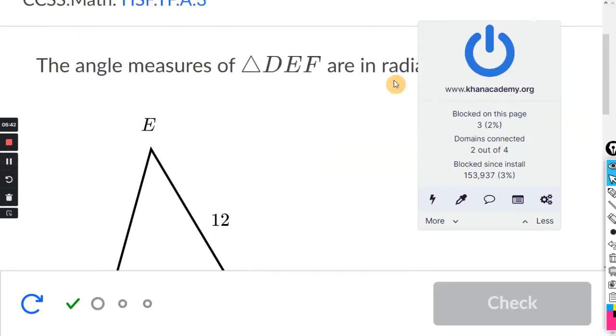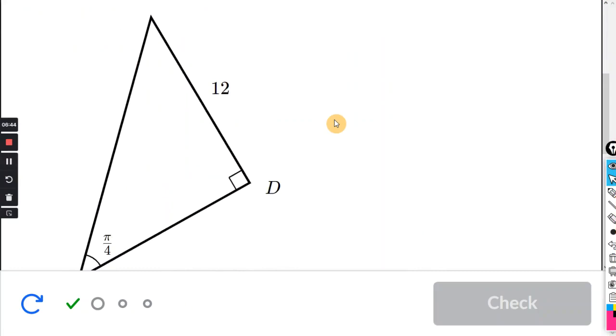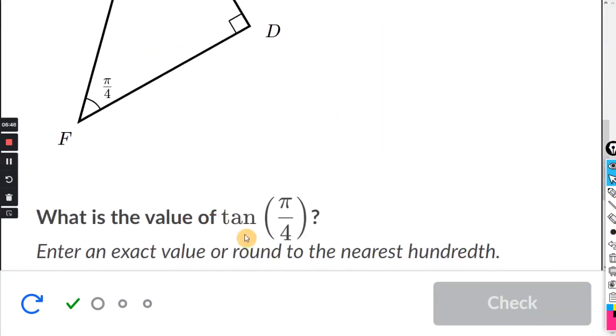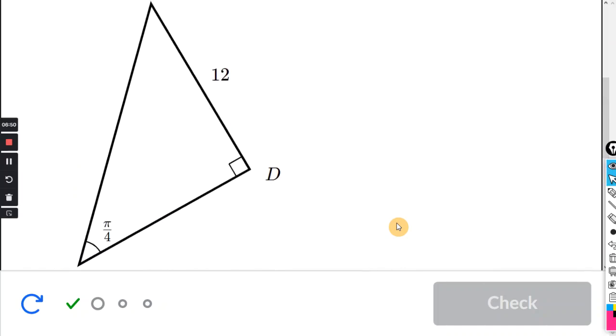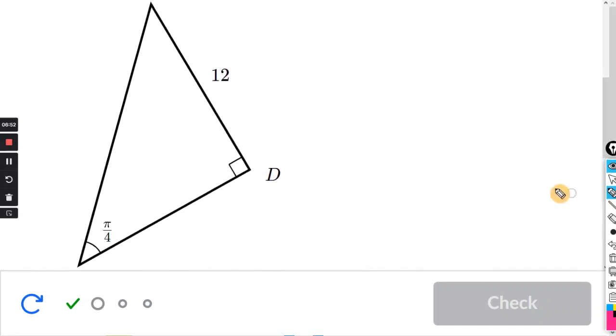We have our triangle in radians, and they want the tan of pi over 4. I think this one is easier, and that is because pi over 4 is just 45 degrees. So if you don't mind, I am going to erase this and make it 45 degrees.